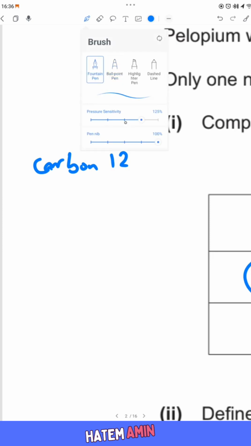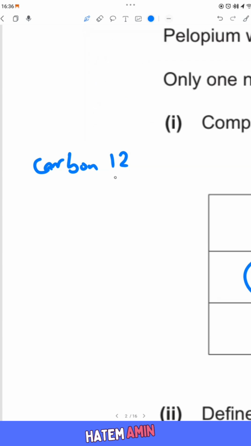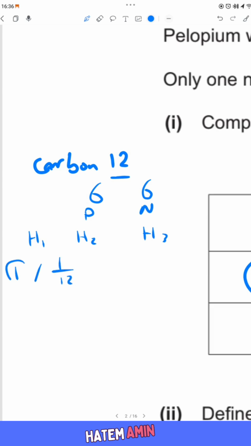Carbon 12 has how many protons? It has 6 protons and 6 neutrons. Okay, so for example, let's start with hydrogen 1, hydrogen 2, and hydrogen 3. What is the relative isotopic mass for the first one? Hydrogen 1 is 1. We need to compare it with 1/12 of carbon 12, so 1 here is 1 part from 1/12.